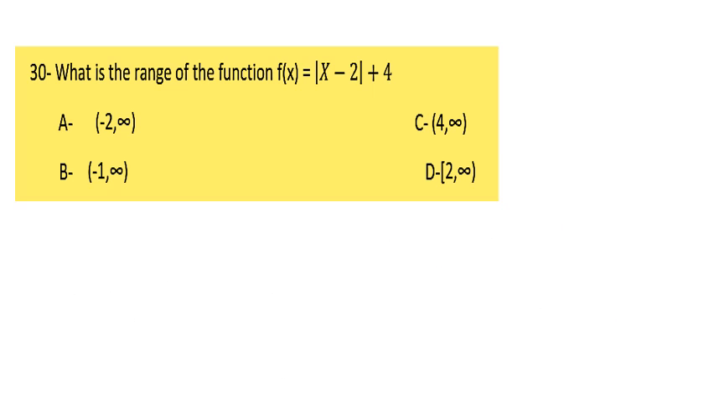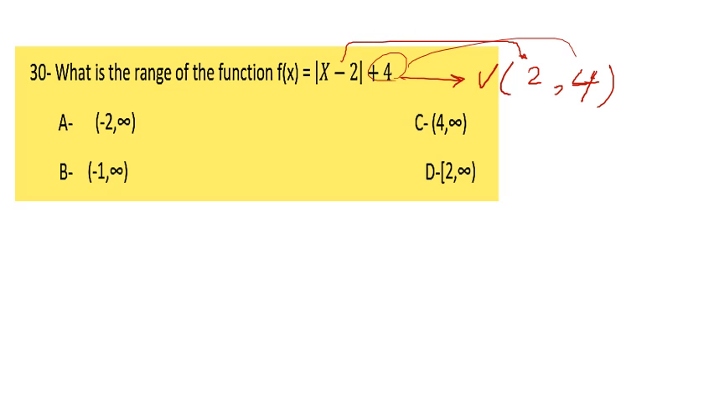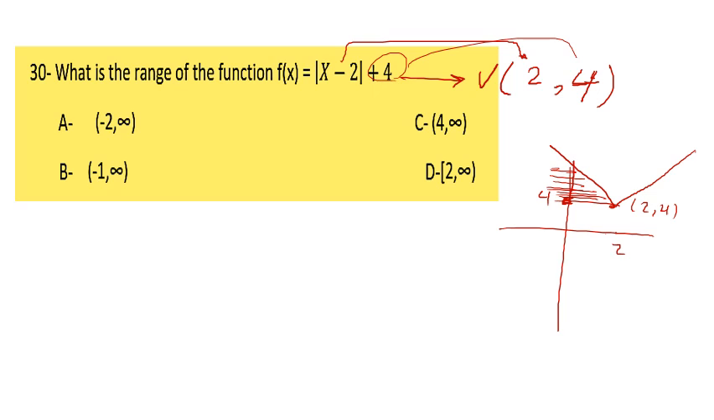So what is the range of the function f of x equals absolute value of x minus 2, plus 4? From here we can find the vertex, and the vertex is (2, 4): negative 2 inside the bracket becomes 2, and positive 4 outside. When we change the value inside the bracket, we take the opposite value. So by sketching the curve, here is the point (2, 4), 2 on the x-axis, 4 on the y-axis. And here is the curve. So the smallest value for the curve is 4, and you are taking all the values up. And 4 is a closed value, so it's from 4 closed till infinity. So the right answer is C.